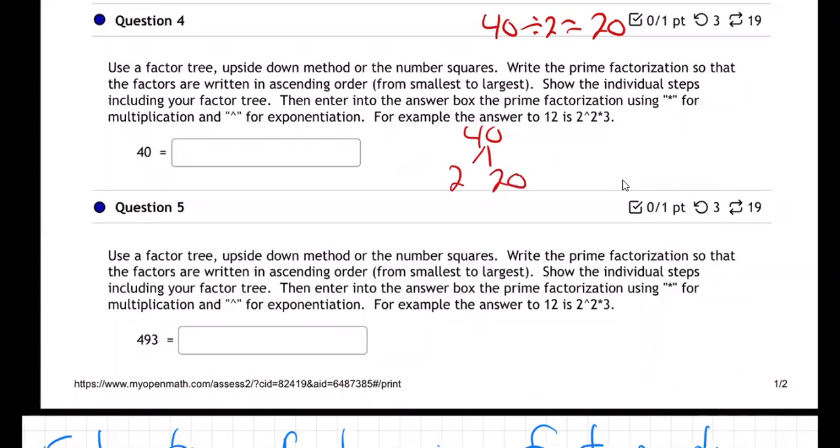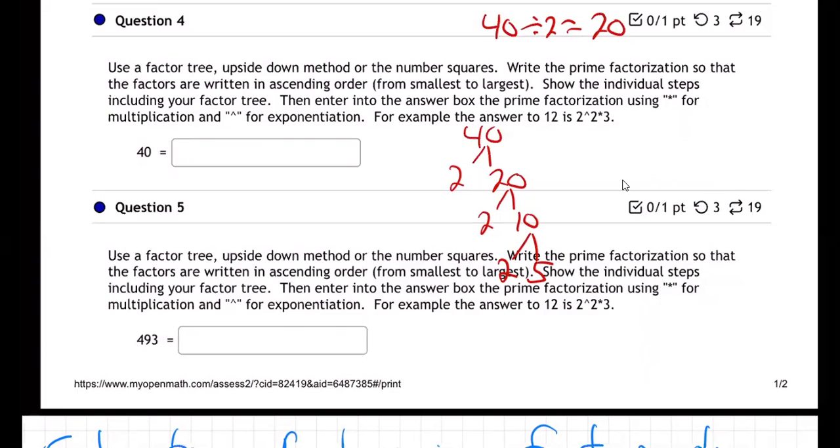I'm just breaking down the 40. It's 2 times 20. And then if I break down the 20, that's 2 times 10. And then if we break down the 10, that's 2 times 5. And that's as far as I can go, isn't it?